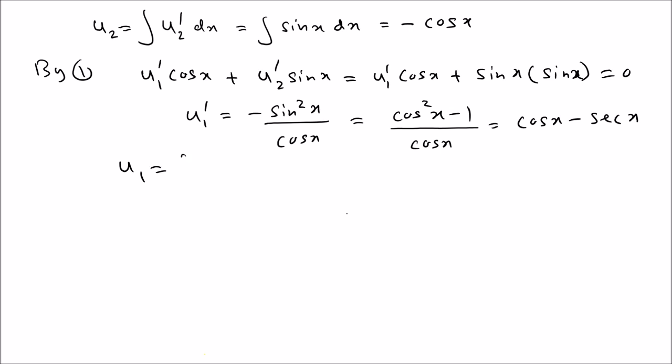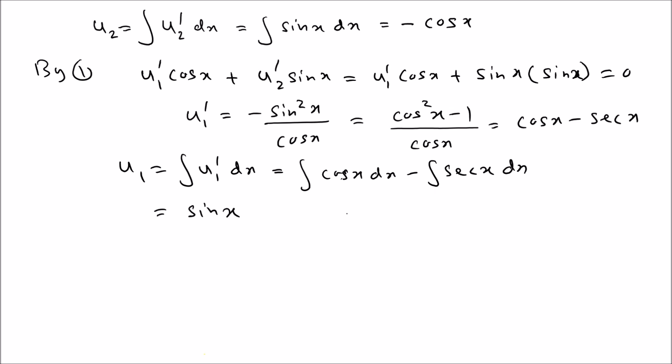So u1 is the integral of u1 prime dx. Let's integrate the two separately. So the integral of cosine x dx minus the integral of secant x dx. We know the integral of cosine means sine x, that's the easy part, and then we have minus. We know that the integral of secant is natural log of secant x plus tan x, that's the formula from calc 2. We are going to add C. Okay, so that's a formula. The integral of secant is ln of secant plus tan.